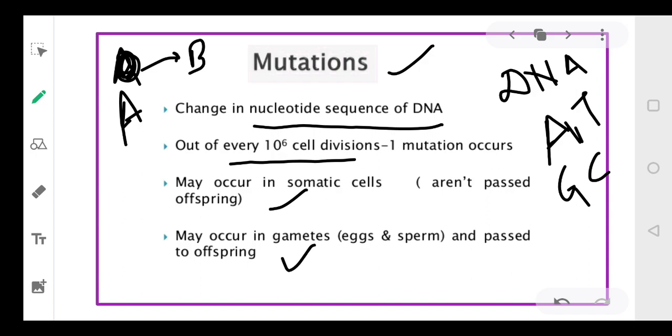Then mutations may also occur in the gametes. Gametes means it may occur while the egg is being formed, or while the sperms are being formed. See, egg is a female gamete and it is produced inside the female body, while sperm is a male gamete and it is produced inside the male, right? So mutation can also occur in the egg, or in the sperm, and in that case it will be passed from one generation to another. So mutations can occur in both types of cells, somatic as well as gametes.